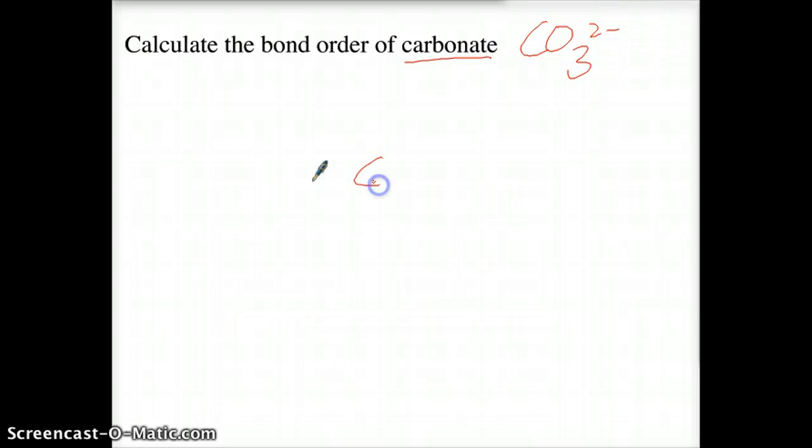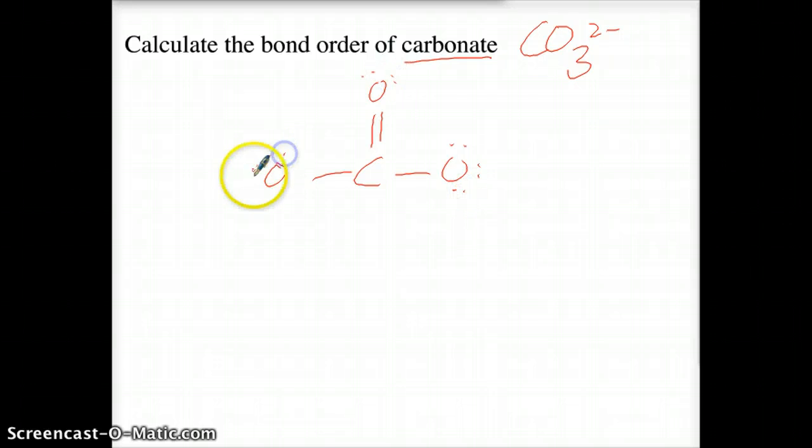We drew the Lewis structure for it earlier. Let's just draw it again real quick. This is one of its resonance structures. Again, there are 2 other main ones, okay? Carbonate, 2-. Let's say we wanted to calculate the bond order.